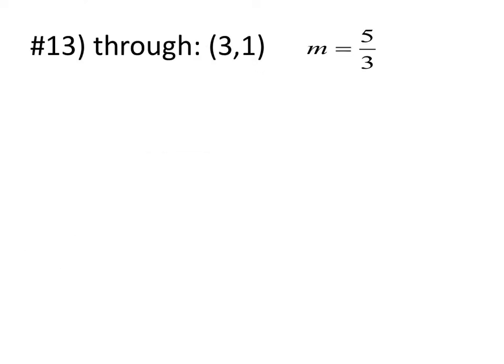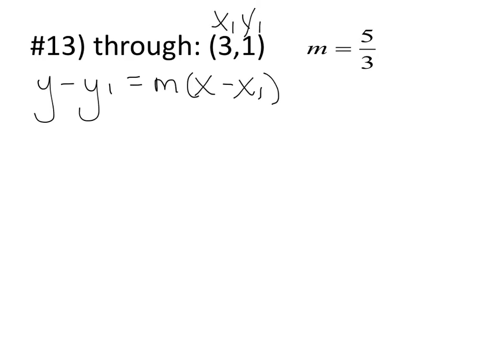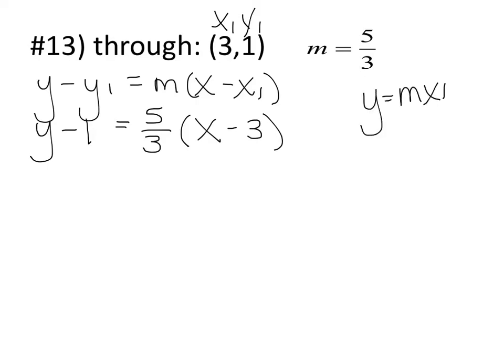All right, number 13 actually asks us to write it in slope-intercept form. So again, you've got a point and a slope. You're going to plug into y minus y1 equals m times x minus x1. So label your points x1, y1. And you're going to do y minus 1, because that's y1, equals 5/3, because that's your slope, x minus 3, because x1 is 3, I'm sorry. And on number 13, they want slope-intercept form, so I'm going to go ahead and write y equals mx plus b off to the side so I know what form to put it in.